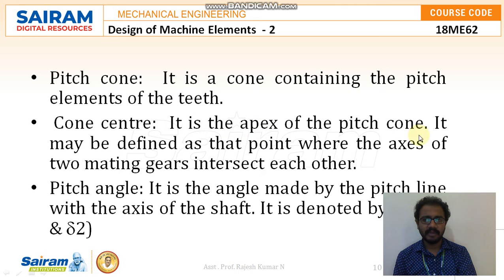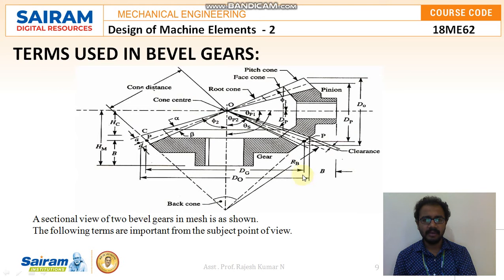It is the apex of the pitch cone, and it may be defined as that point where the axes of the two mating gears intersect each other. That is, the point where the axes of the two meshing gears intersect, we will call it the cone center. Then what is the pitch angle? Delta 1 and delta 2. Here we can see delta 1 and delta 2. You can even show it as phi 1 and phi 2. Anything is fine.